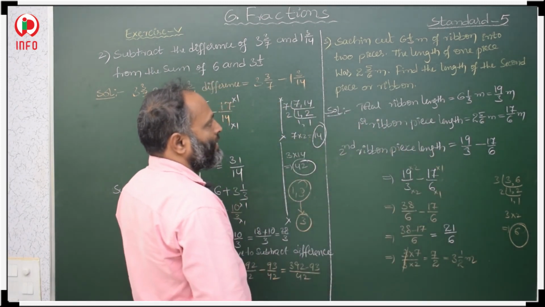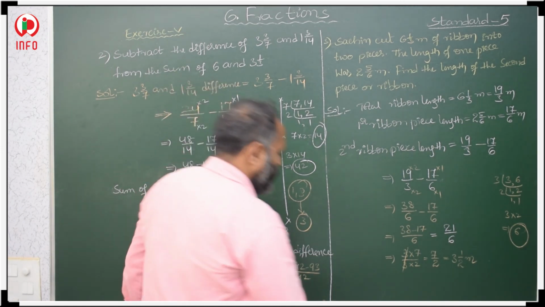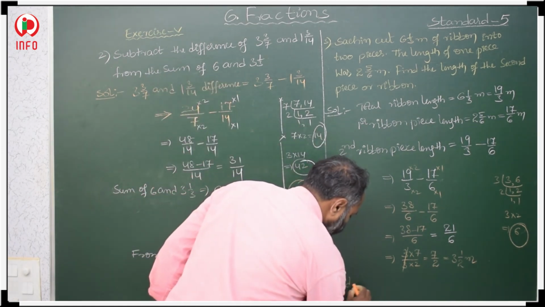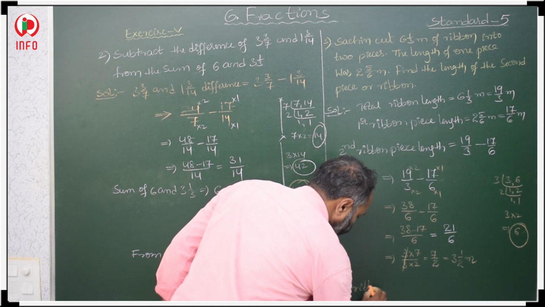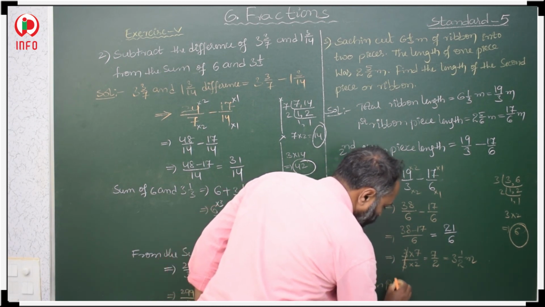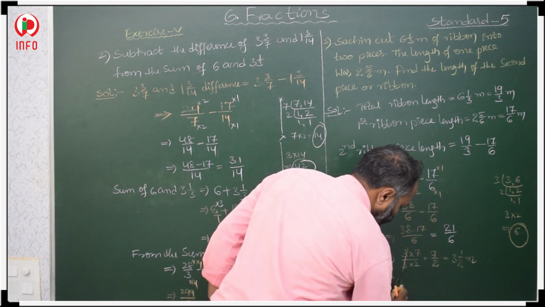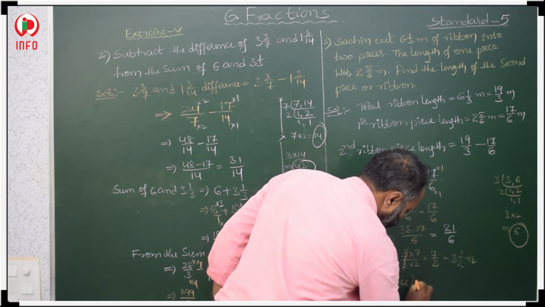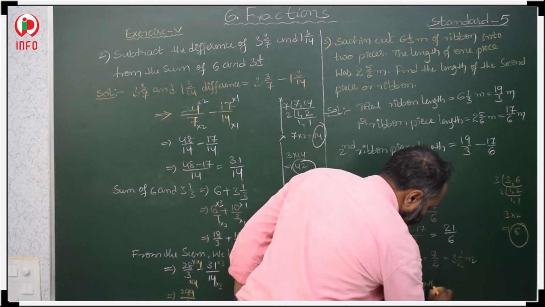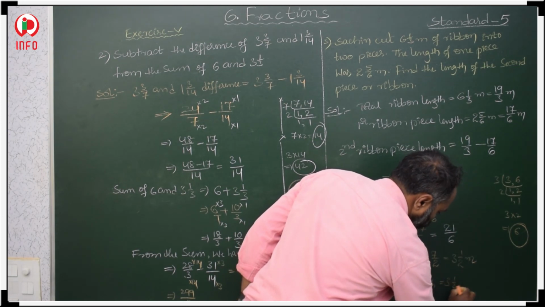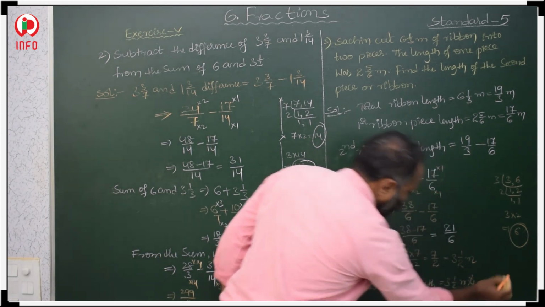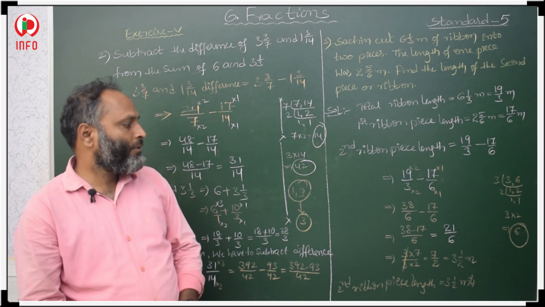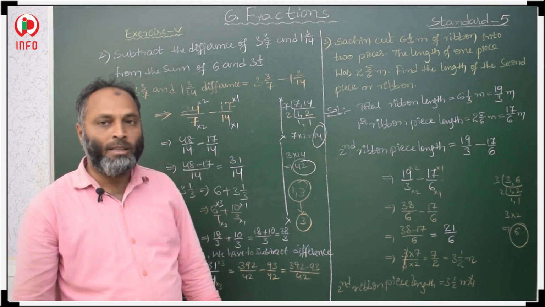Second ribbon piece length is equal to 3 1 by 2 meters. Okay. So in this way we have to find the second ribbon piece length. Okay, students.